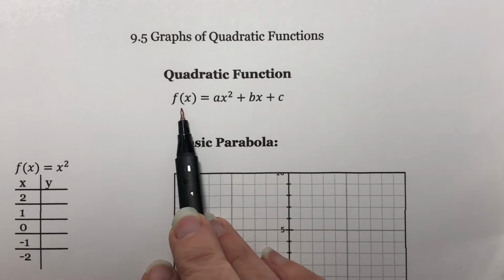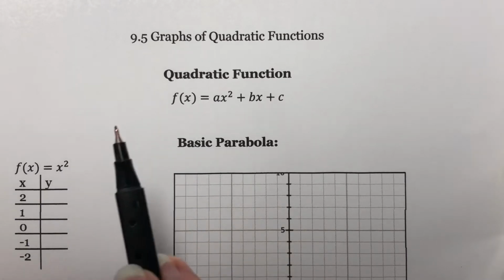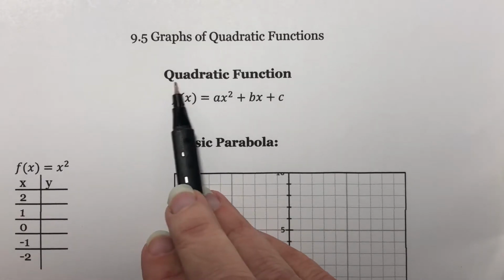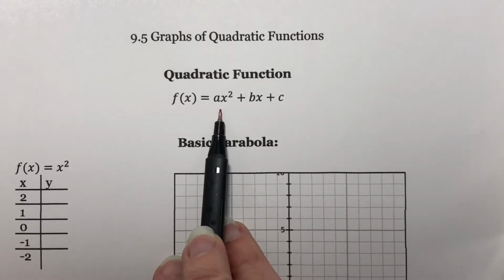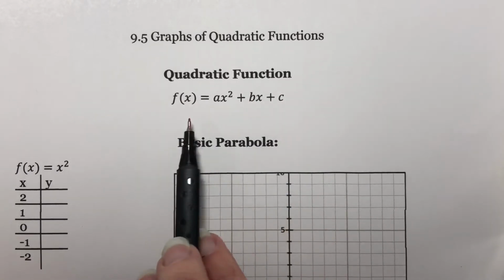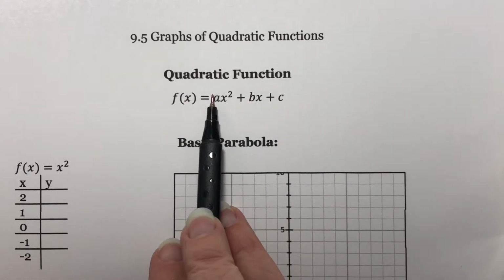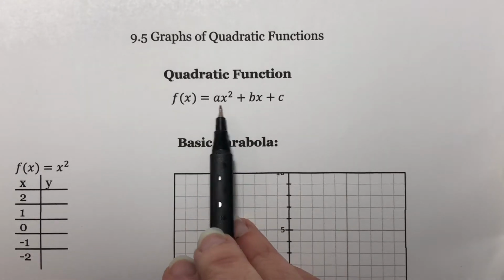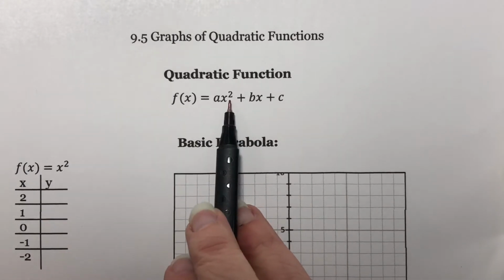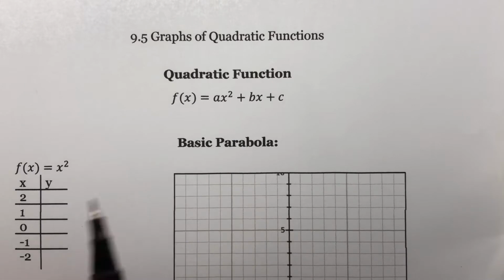The most basic requirement in order to be called a quadratic function is that you have an x squared. All the rest of this could be missing. The number in front here could be a 1. We can't have an x cubed. This needs to be the largest exponent, but the only absolute requirement is that we have an x squared.